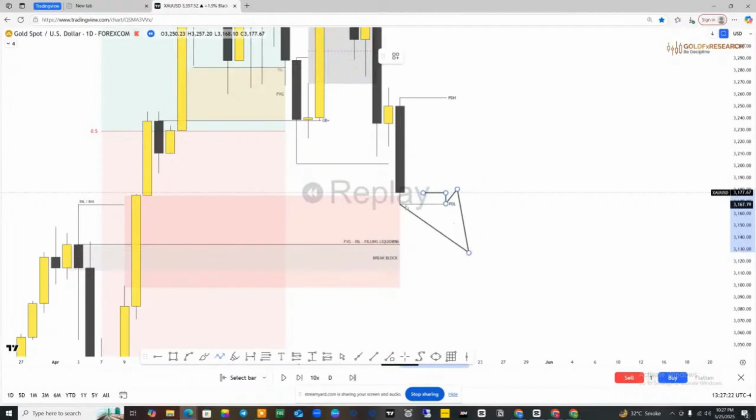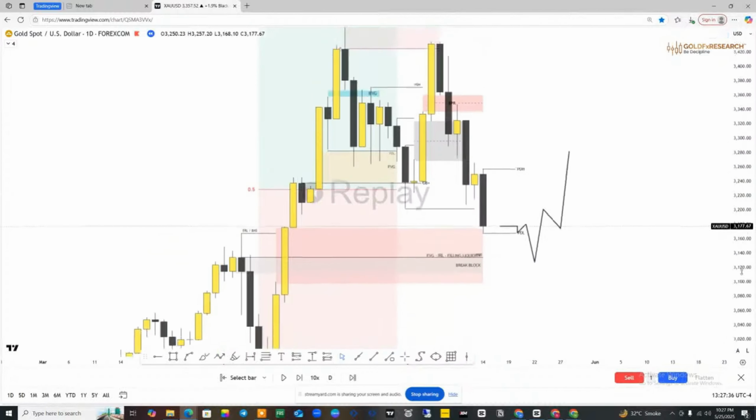After that, give a closing. The body should close above this candle. So which pattern will we get then? Which candle will form? A reversal candle will form. If this type of candle forms, then what will we simply target? We will target the previous high, and after that, what else?